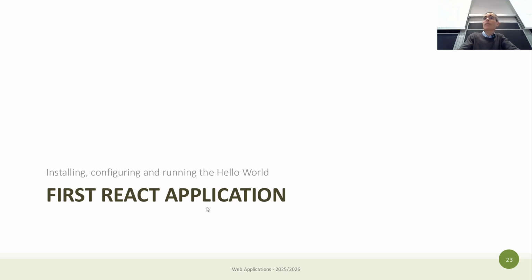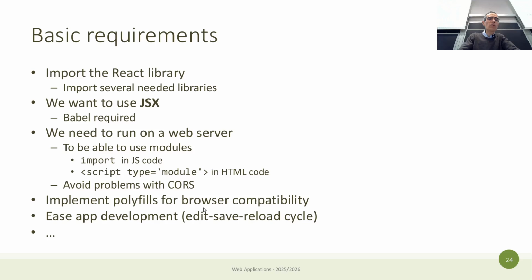So let's try to create the first React application. We need to import the React library. We want to use JSX, so we need to have this transpiler. Babel is a library that can implement this translation. We need a web server as well, because we need to serve the application from an actual web server. In this way we can import modules and use the import in JavaScript code.